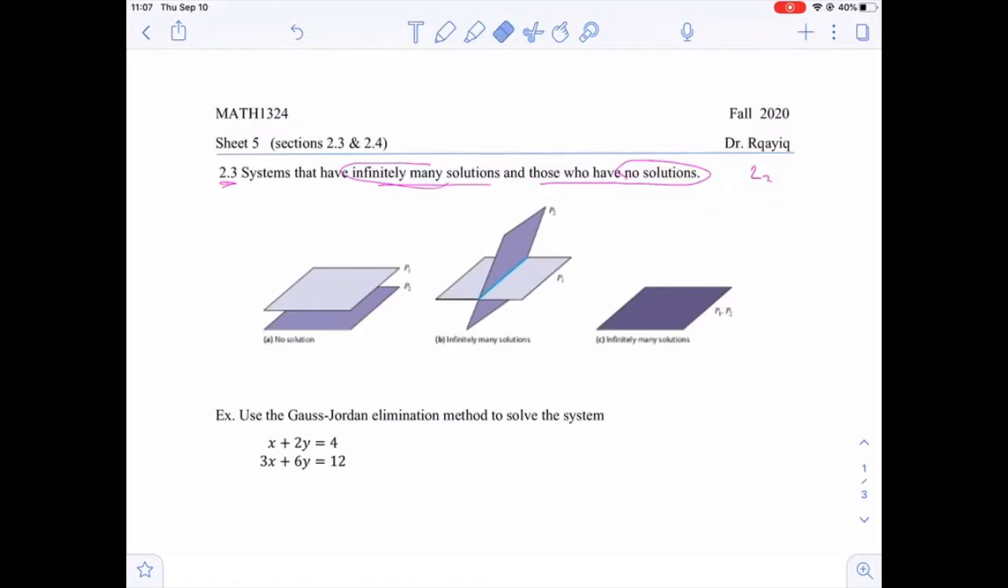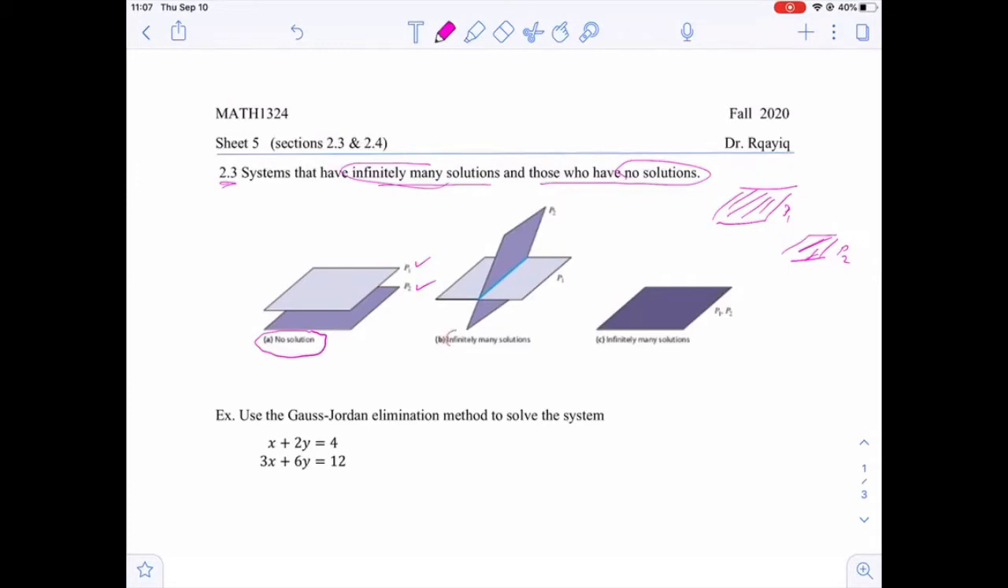But if we have three variables, then we have what's called a plane rather than a line. So this is plane 1 and this is plane 2, if we have x, y, and z. When we deal with planes, two planes may be parallel, so we don't have any solution, as we can see here. P1 is parallel to P2, so there is nothing in common.